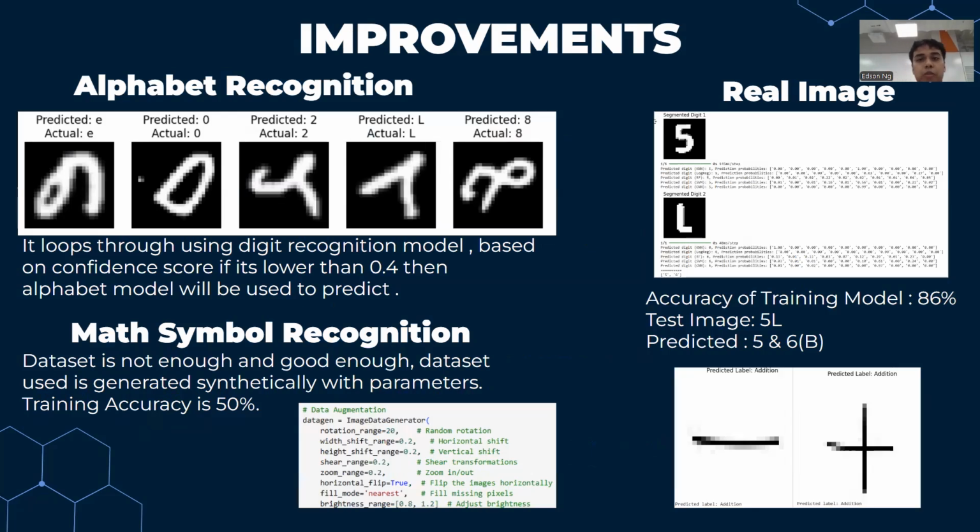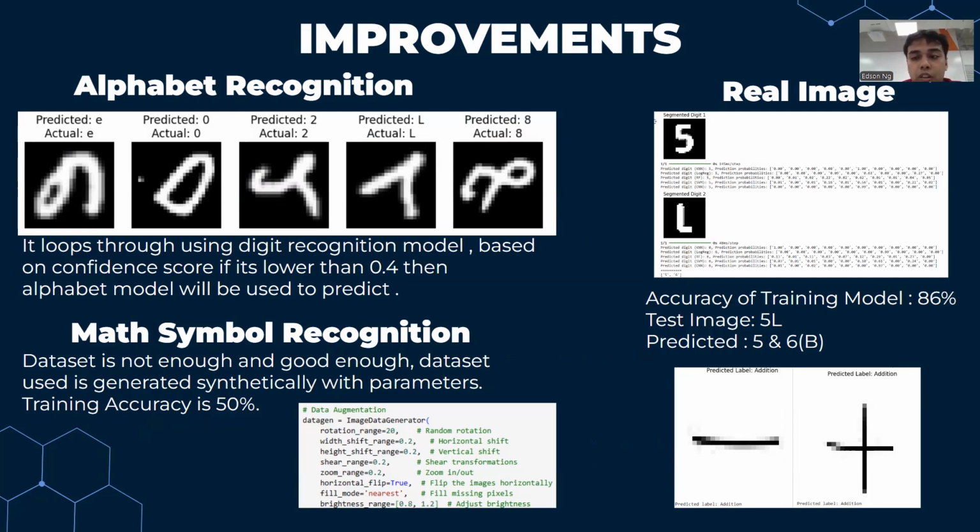Now I'll be talking to you about improvements. This is what could have been, but due to the performance, it wasn't implemented. This was based on when the digit recognition model was already working. I thought of alphabet recognition and math symbol recognition.